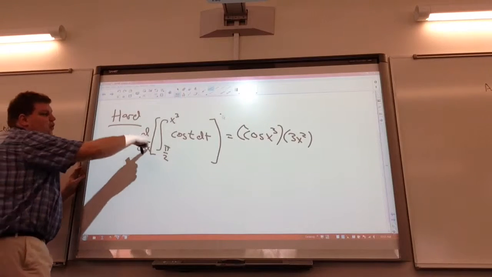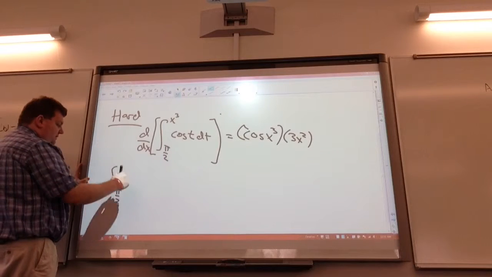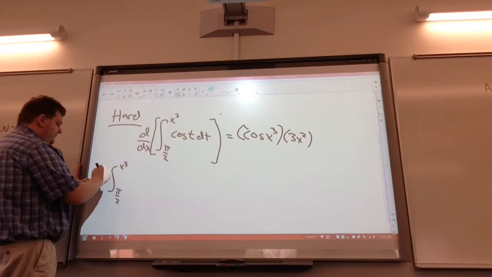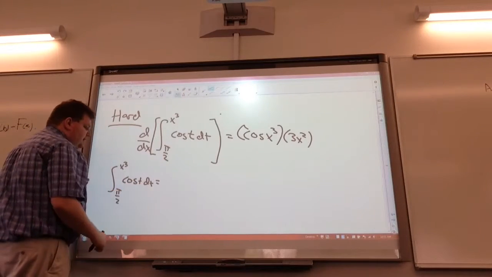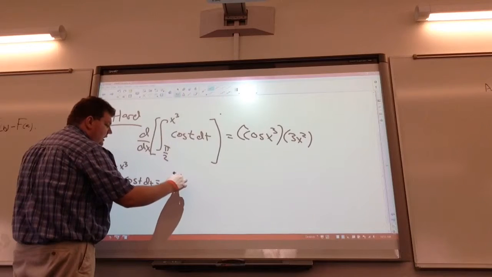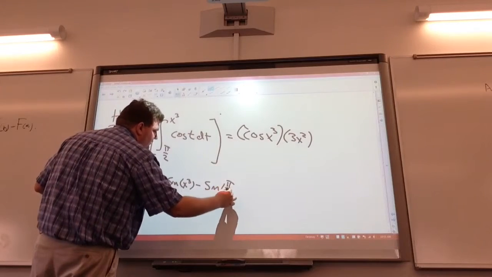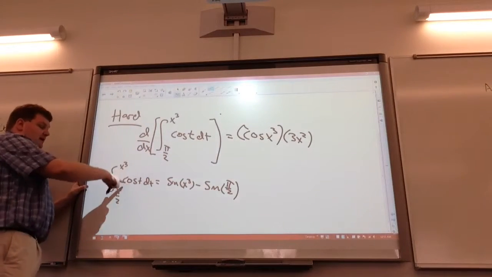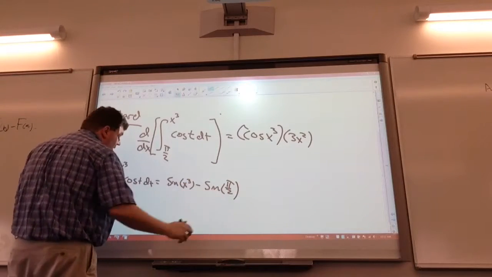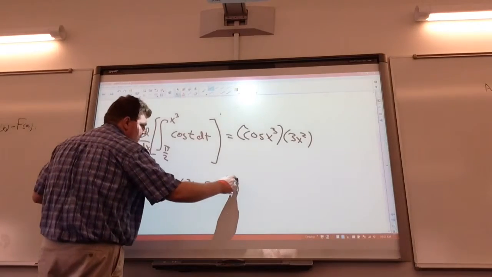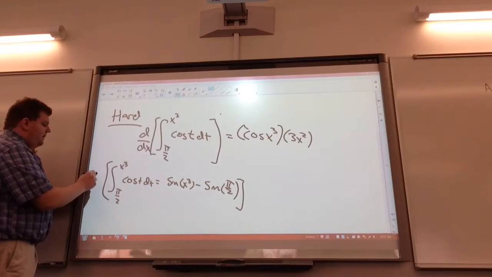So if I actually work this thing out, this is a way I could check, basically. The integral from pi over 2 to x cubed of the cosine of t dt should be equal to the sine of x cubed minus the sine of pi over 2, correct? Because the sine is the antiderivative of the cosine, and I'm evaluating from pi over 2 to x cubed. So that's what I would get there. I thought we got rid of the antiderivative though, right? You're going to see why I'm doing it this way.